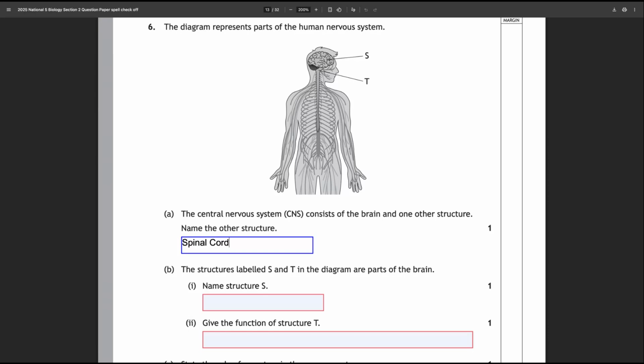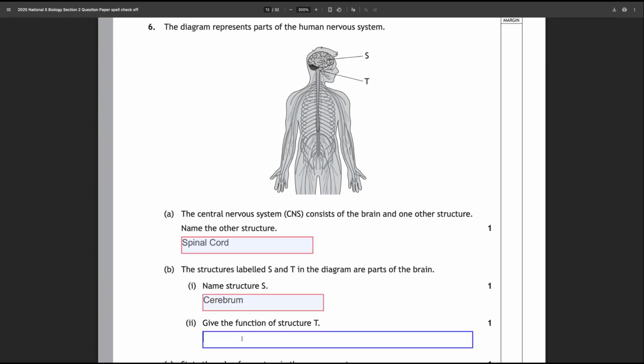You have to remember it's the spinal cord. Okay, the spine obviously also involves the vertebrae and the bone and so on, but the spinal cord, we're looking for the CNS. The structures S and T in the diagram are parts of the brain. Name S and T. So S is the cerebrum.